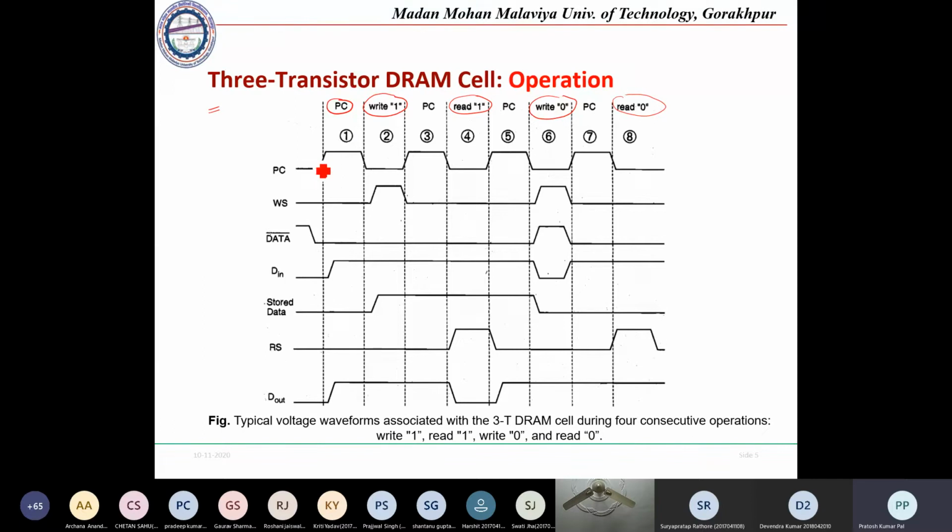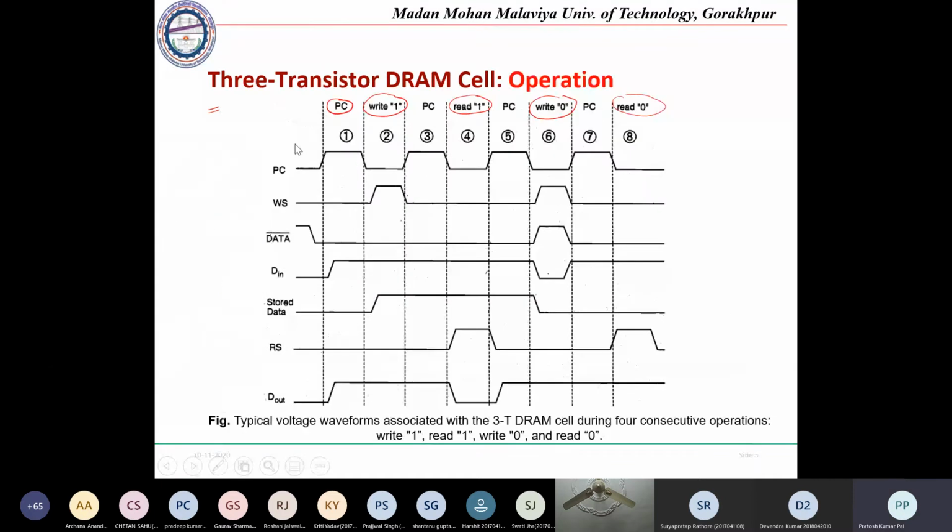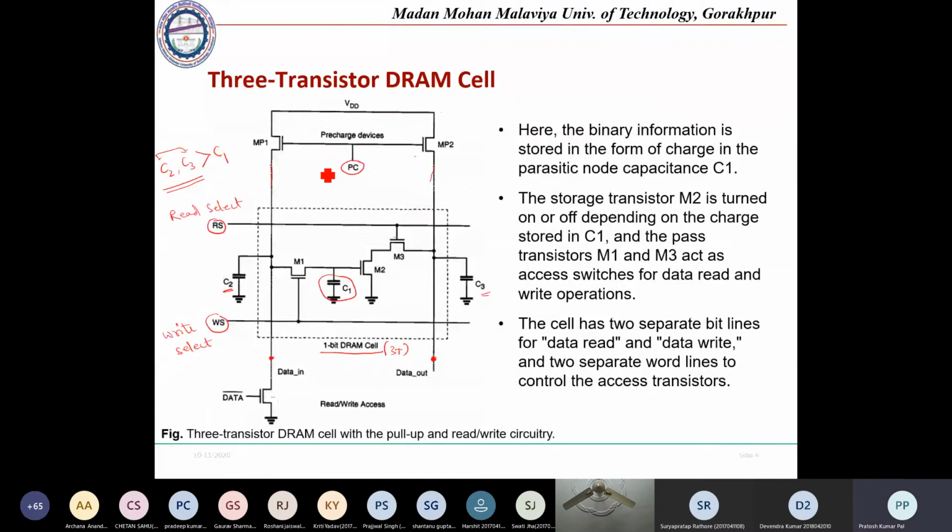So once we make the pre-charge 1, MP1 and MP2 are on, so VDD will be stored on these lines, data in and data out. And at that time data bar should be 0, because if data bar is 1 during pre-charge, whatever data is there will be connected to ground, so that should not happen.